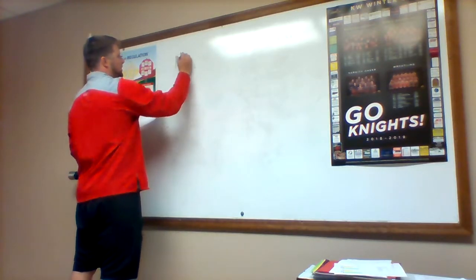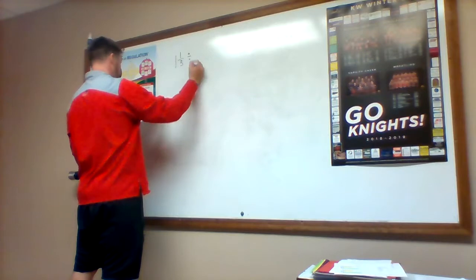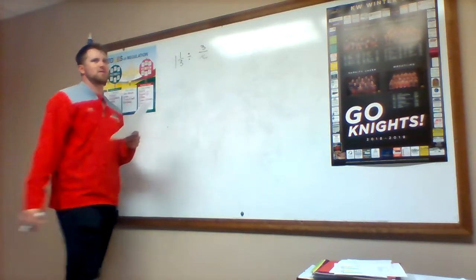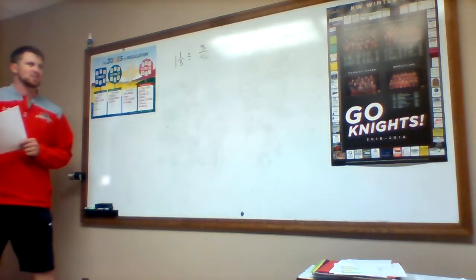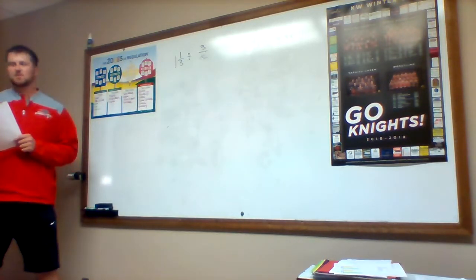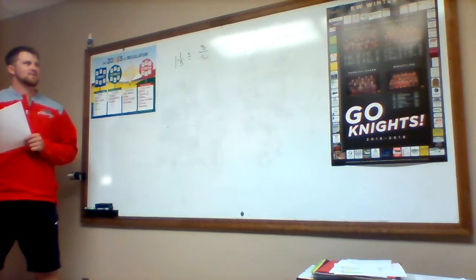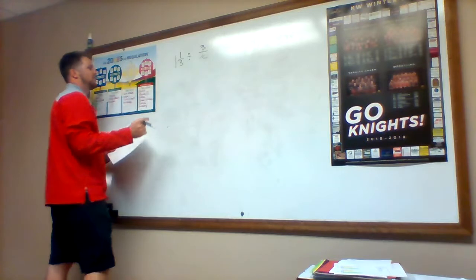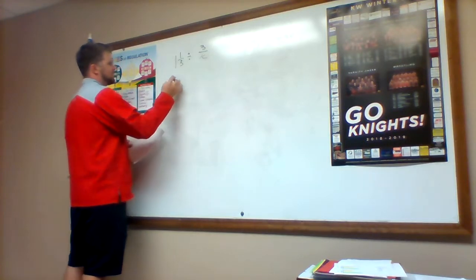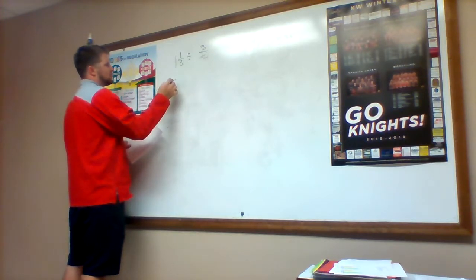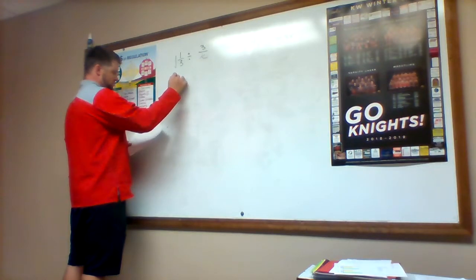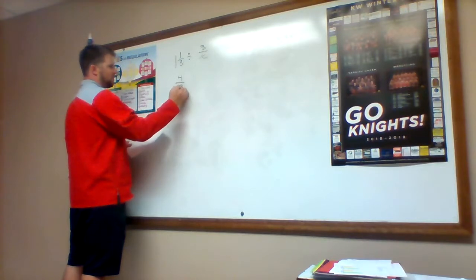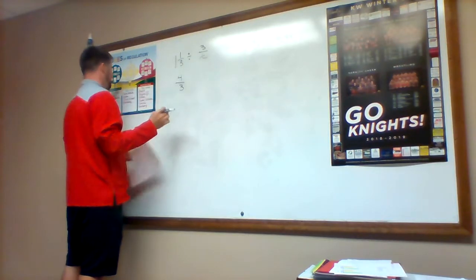1 1/3 divided by 3/10. Okay, we said our first step, we have to do what? Make the mixed number into a fraction. How do we do that, Kate? Multiply the 3 by the 1 and add the 1. So it would be 4 over 3. Very good.